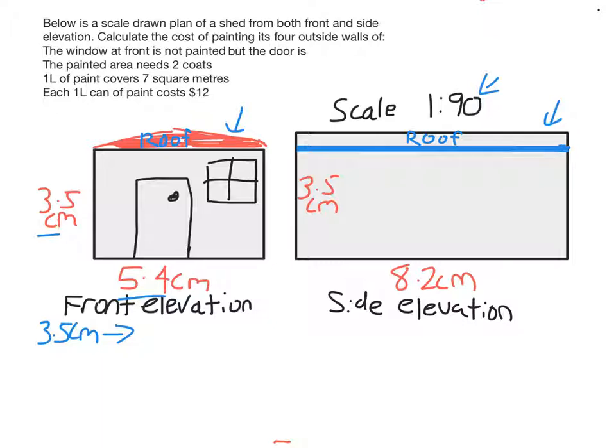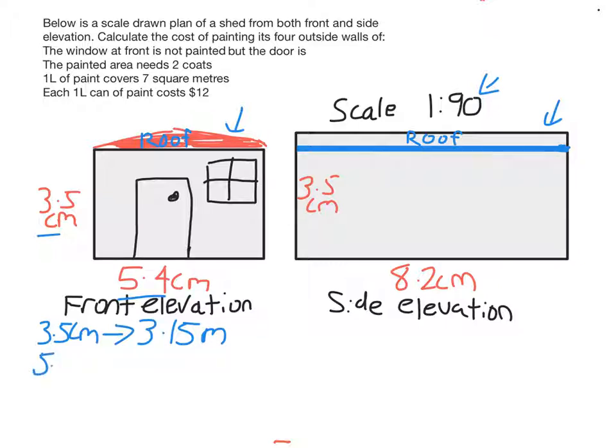Now the answer I get on my calculator is 315. This is 315 centimeters or 3.15 meters. So I'm going to do the same with 5.4. I'm going to times it by 90. I get 486 on my calculator.